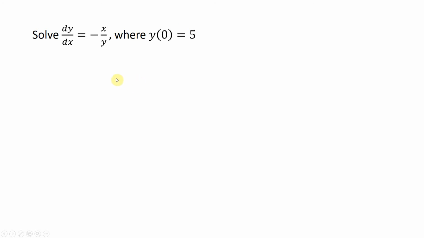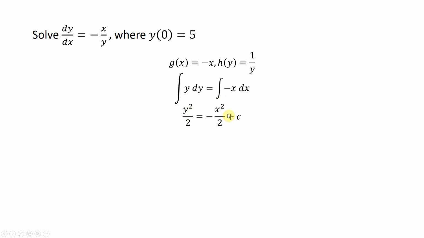If we have one with initial conditions, so in this one the initial condition is y of 0 equals 5, we go about this the exact same way. The function of x in this example is minus x again. The function of y is 1 over y. So we times by y and times by dx. So we'll get y dy equals minus x dx. Like so, and then we want to integrate both of those, which will give us this.